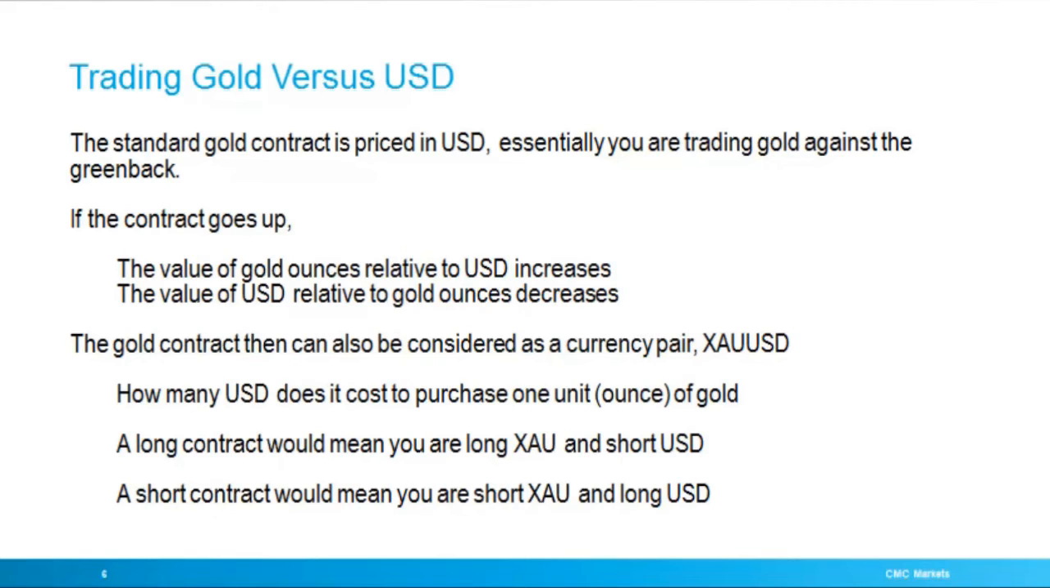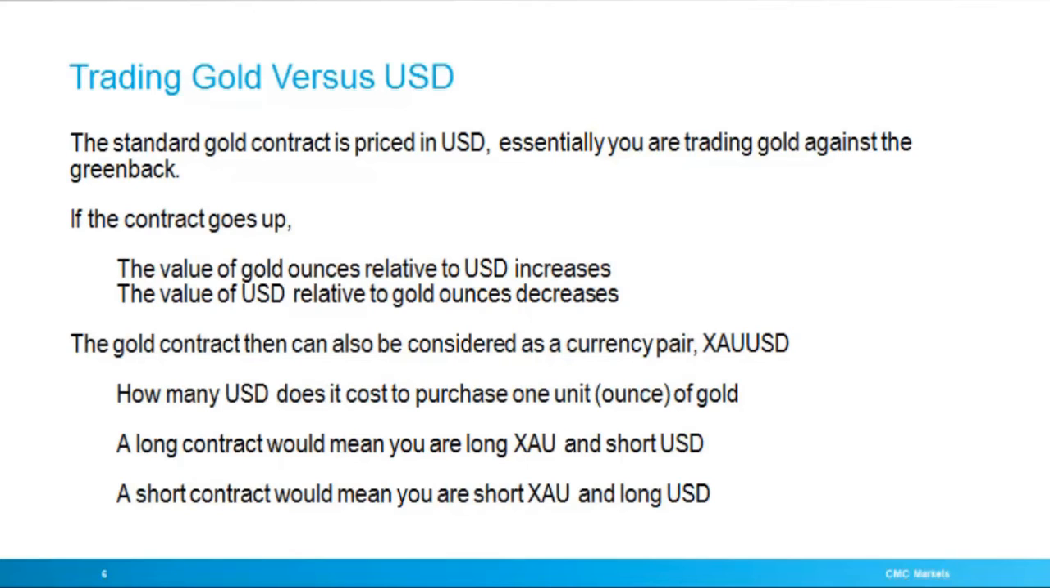First of all, when looking at trading gold against the US dollar, the standard gold contract that's offered is priced in US dollars. So basically, you're trading gold against the US dollar. If the value of the gold contract goes up, it means that the value of gold ounces relative to the US dollar has increased. At the same time, the value of the US dollar relative to gold has decreased. Considering that, we can then consider gold as a currency pair as well.